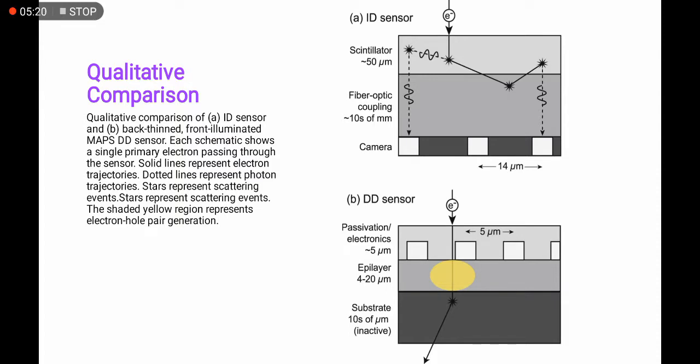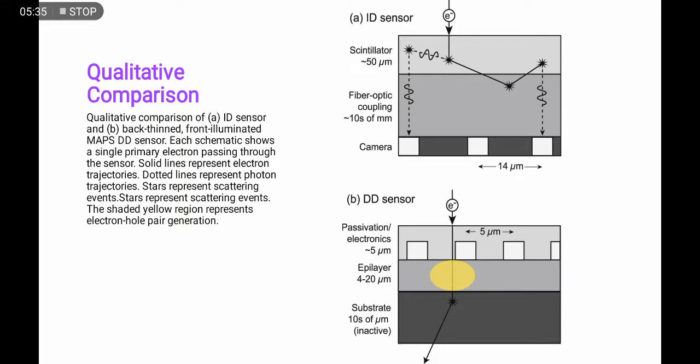Now we will talk about the qualitative comparison shown in the figure. The qualitative comparison of A, which you can see above, ID sensor, and B, which you can see below, back thinned front illuminated MAPS, DD sensor.